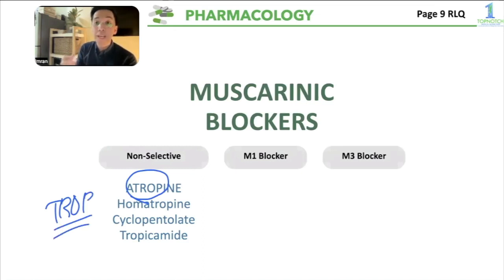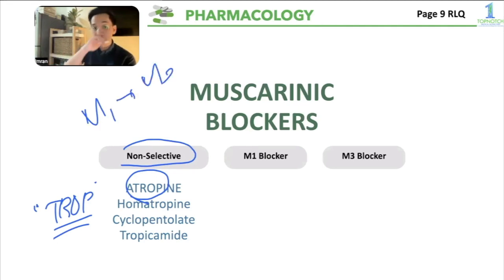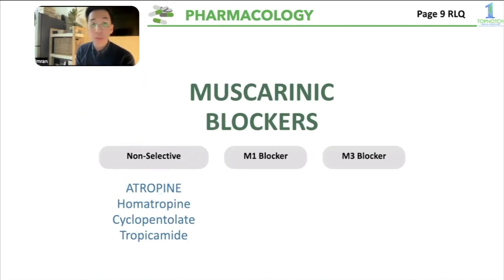Homatropine, no? Tropicamide, no? So yan yung mga palatandaan nyo sa kanila. They are non-selective kasi they can block M1 to M3 or M5, no? Lahat ng mga receptors natin na muscarinic, no? So atropine is the prototype drug, no?